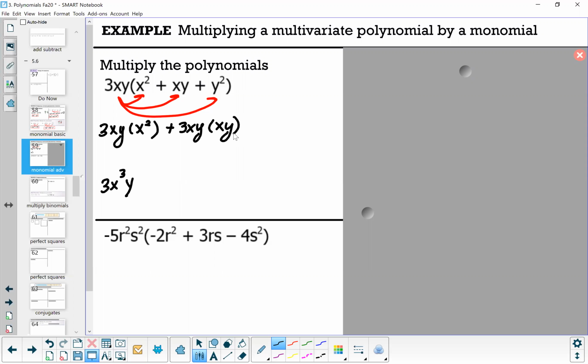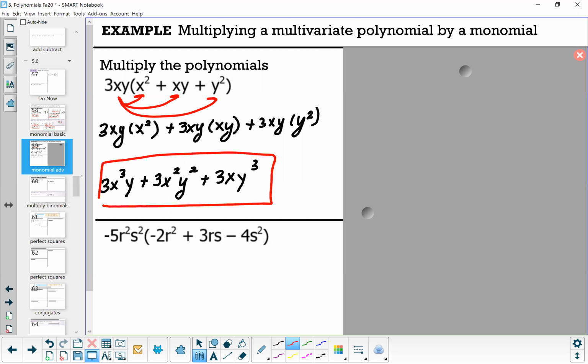Let's multiply that out. So again, bring down our coefficient, which is 3, x times x gives us x squared, y times y gives us y squared. And then our last part in our distribution, 3xy being multiplied to the y squared. Okay, so again, bring down our coefficient, 3, and then we don't have anything to multiply to x, so write x, and y times y squared gives us y cubed.